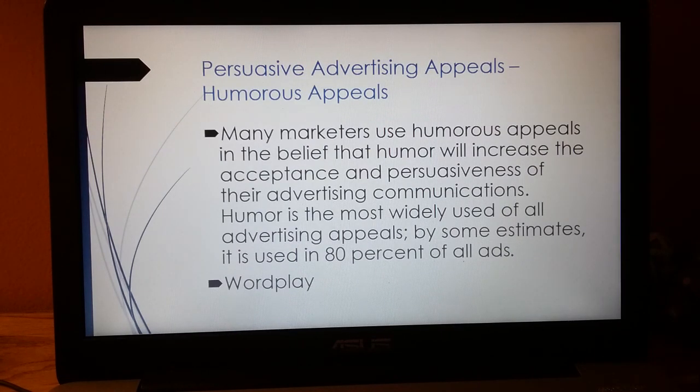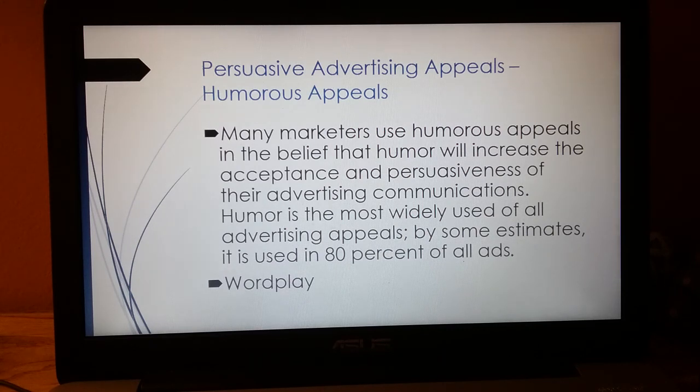Which brings us to humorous appeals. Many marketers use humorous appeals in the belief that humor will increase the acceptance and persuasiveness of their advertising. People respond to humor. People like humor. It's the most widely used of all advertising appeals, and some say it's 80% of all ads. So it enhances the likability of the product. It doesn't necessarily change whether or not people will remember the ad. In fact, in some cases, it actually helps people remember the ad more.